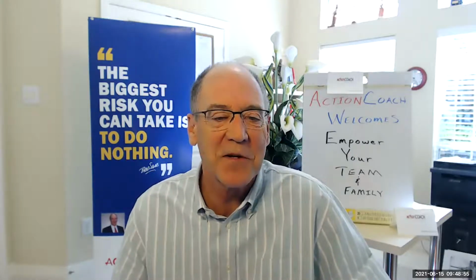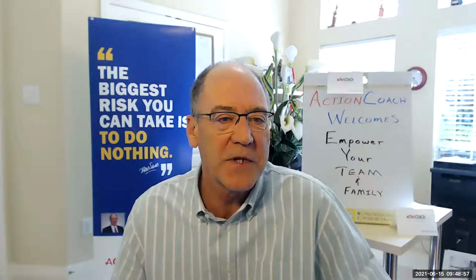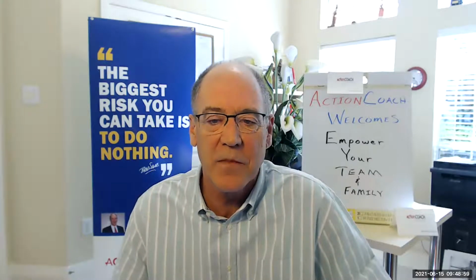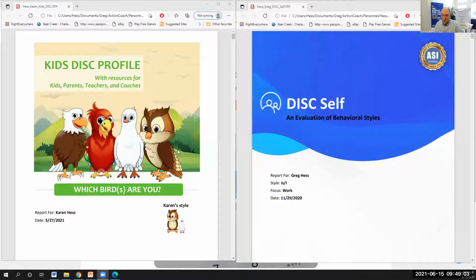Let's take a quick look at some of the reports, just so you know what comes out, because it is very detailed, and I wanted to make sure you see both of them. In Empower Your Family, we're wanting to do both the Kids DISC on the left and also the DISC Self. This is an example of ones that my wife and I have taken. My wife did the children's DISC, or the Kids DISC, and this is my Self DISC on the right side.